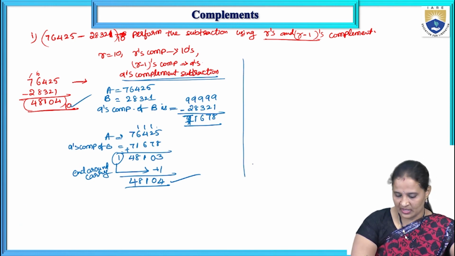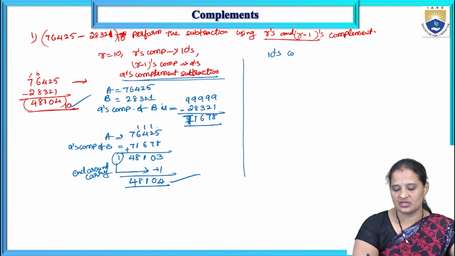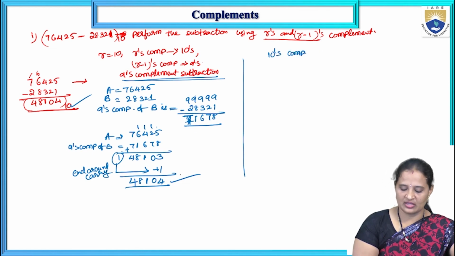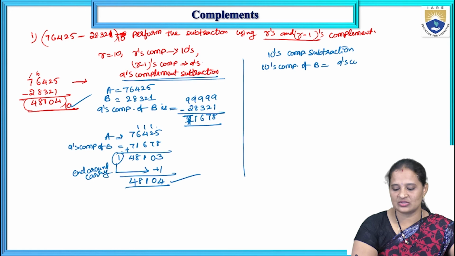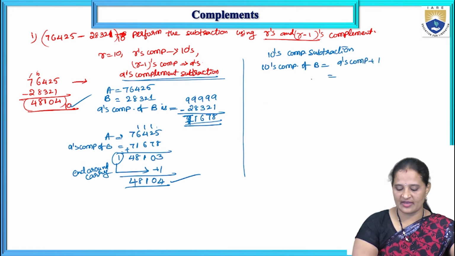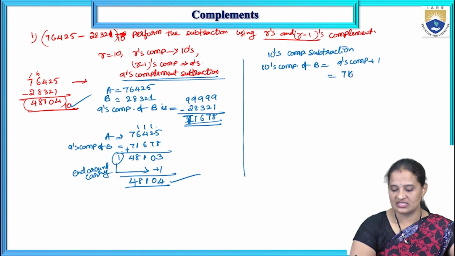Now coming to the tens complement subtraction. In this also, as we have got the carry, the result is positive. Now get the tens complement of B. Tens complement of B is equal to 9's complement plus 1. What is the 9's complement we have got? That is 7, 1, 7, 1, 6, 7, 8 plus 1. So how much will I get? 7, 1, 6, 7, 9.